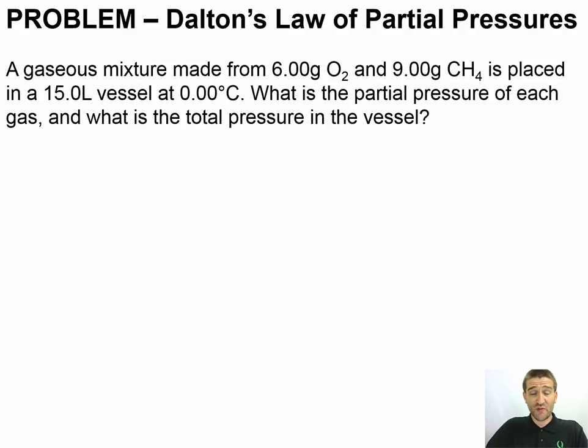So here we're going to solve a problem using Dalton's law of partial pressures. The setup says that a gaseous mixture made up of 6 grams of oxygen and 9 grams of methane is going to be placed in a 15-liter vessel at 0 degrees Celsius. Determine the partial pressure of each gas and the total pressure inside the vessel. Go ahead and pause and give that a try.